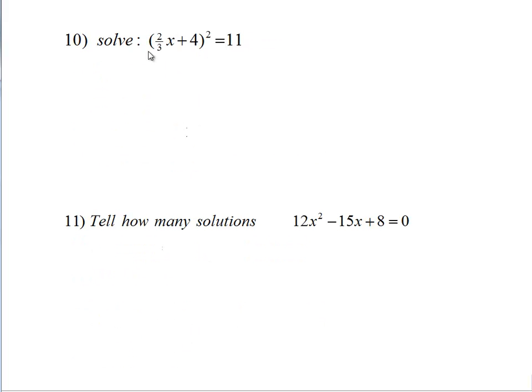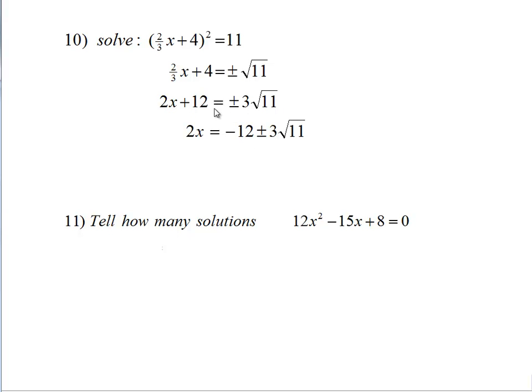Okay, suppose you want to solve this. Well, we take the square root, which gives you the square root of 11. Make sure you put a plus and minus. Okay, so, since there's a fraction, I'm going to multiply by 3, giving me 2x, 12, and 3 square roots of 11. Subtract 12 from both sides, and then divide by 2. So it's negative 12 plus or minus 3 square roots of 11, all divided by 2. And you can chop those into 2 pieces or leave them separate, or leave them all as one like I did.